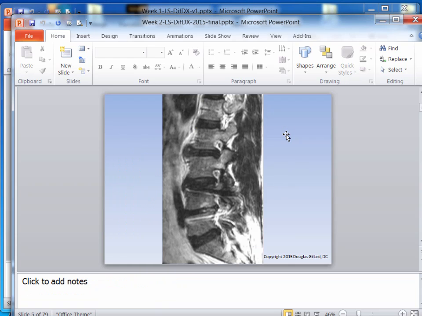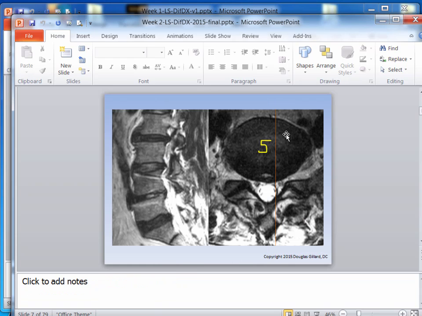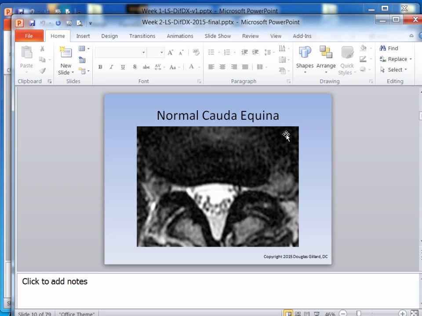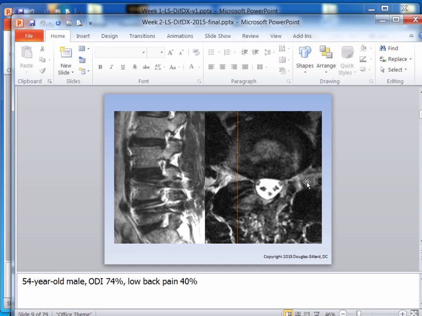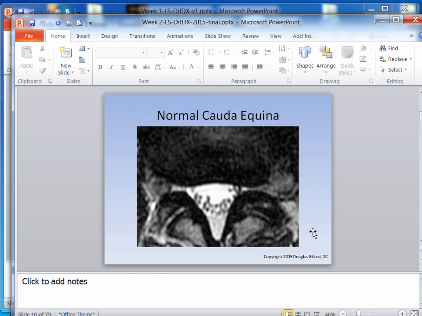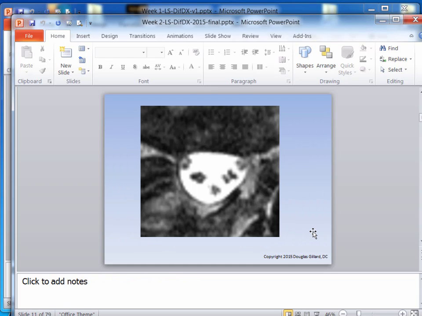Case of the week. Remember what that was? Arachnoiditis. It's an inflammation of the cauda equina. Often it's asymptomatic. Sometimes it can be related to horrible bowel and bladder problems, as well as leg pain and perineum pain.